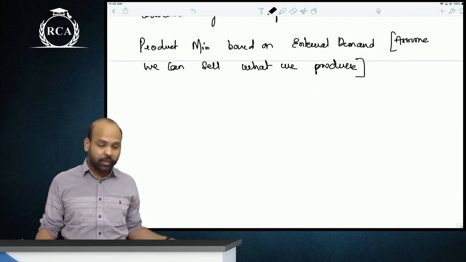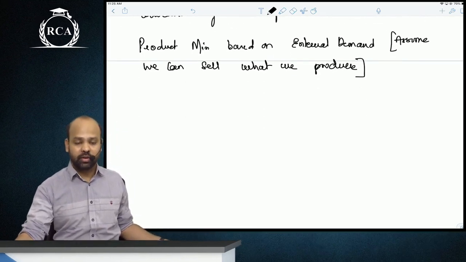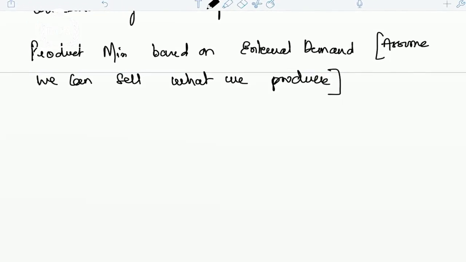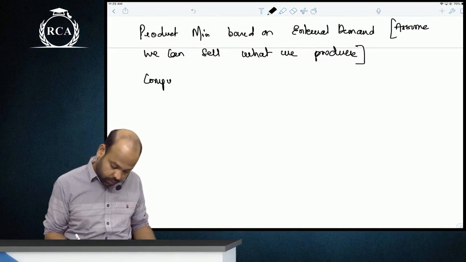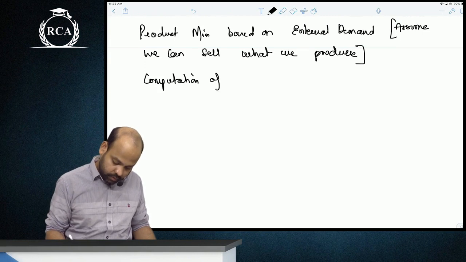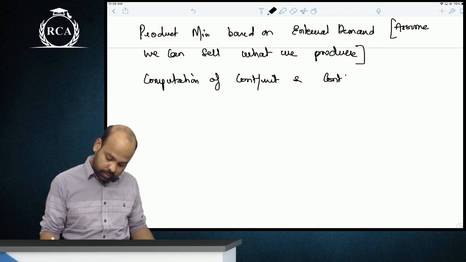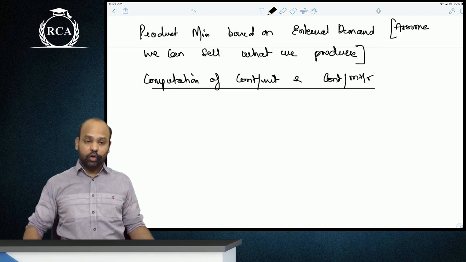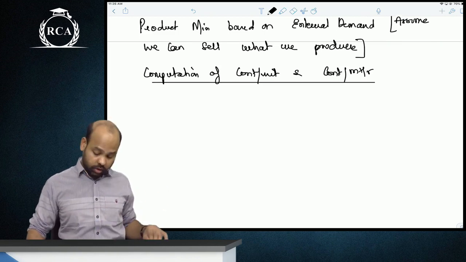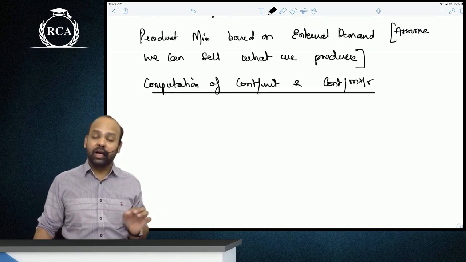So let us all start doing it. You'll have to compute contribution per unit. शुरू करो बेटा सब लोग. Contribution per unit से शुरू करो. Computation of contribution per unit and contribution per machine hour. I just want to know what the resource allocation is here, so that we know whether we are manufacturing 5,000 units of Y or not.